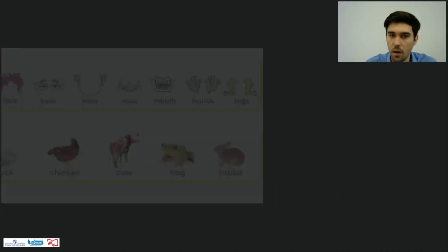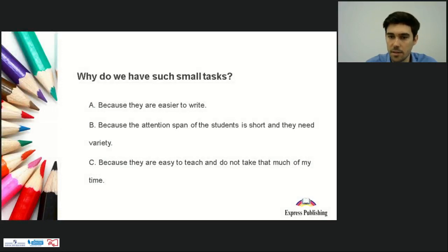Okay, next question. Why do we have such small tasks? I'm sure in many of the course books that we use at primary levels, you've seen before that in a lesson we'll have many different tasks. One lesson can have maybe 7 or 8 different tasks that are normally quite small. Why do we have such small tasks for our primary learners?